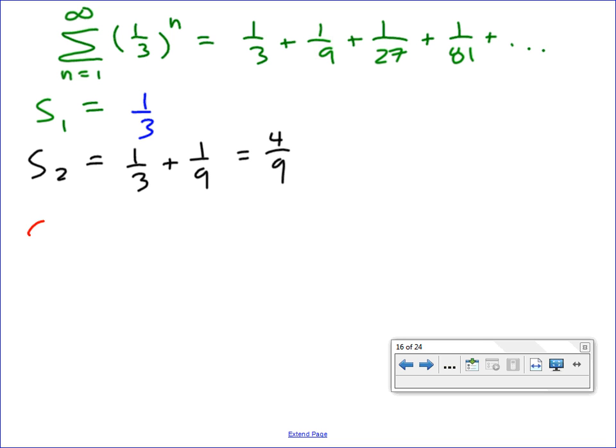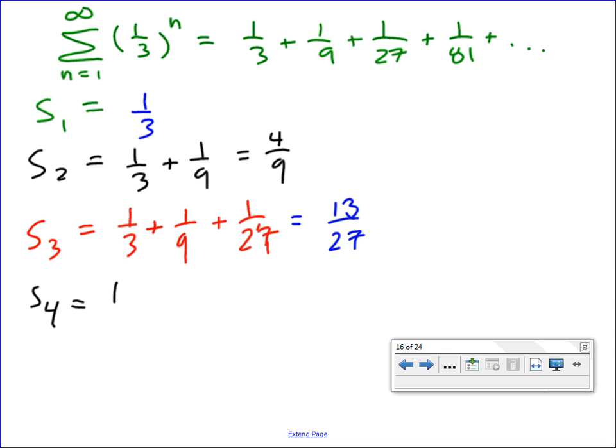Our third partial sum, the sum for the first three terms, would be given by 1/3 plus 1/9 plus 1/27. So let's see, that would be 12/27 plus 1 is 13/27. Did you guys get 13/27? Yes. One more, and then we can get a generalized rule. Are you guys up for the task? So, equals. All right, can you add 1/81 on the last one?